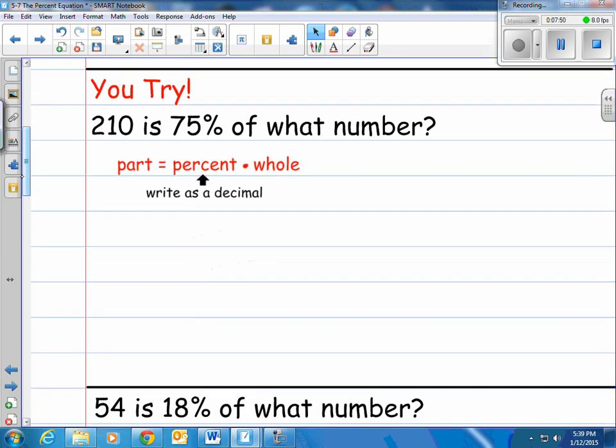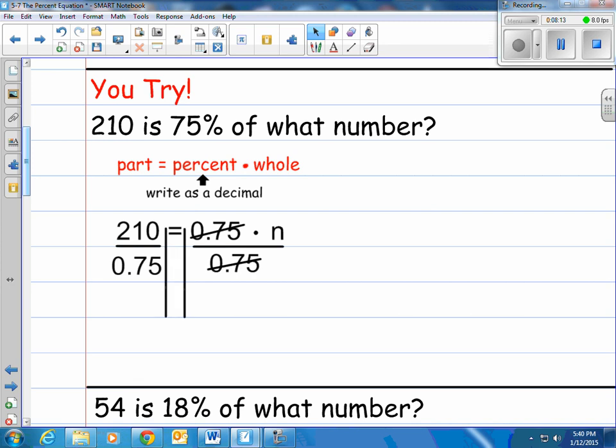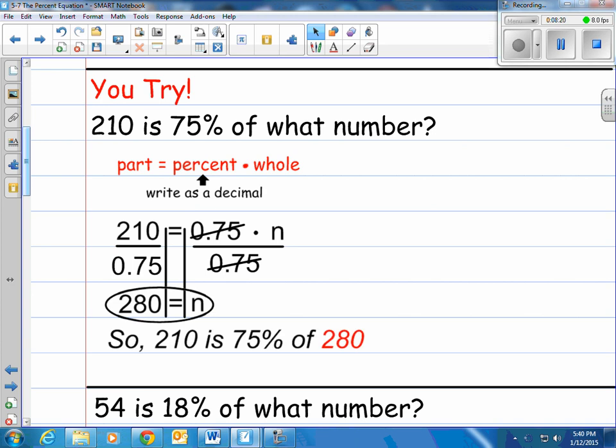All right, how about you give it a try? It says 210 is 75% of what number? Again, let's put it into the formula, and that is part equals percent times whole. So we have a part, 210, which is equal to 0.75, the decimal of 75%, times the thing we're looking for, the whole number. So we divide by 0.75, which is whatever is in front of the n, and we get 280. So we would say 210 is 75% of 280.